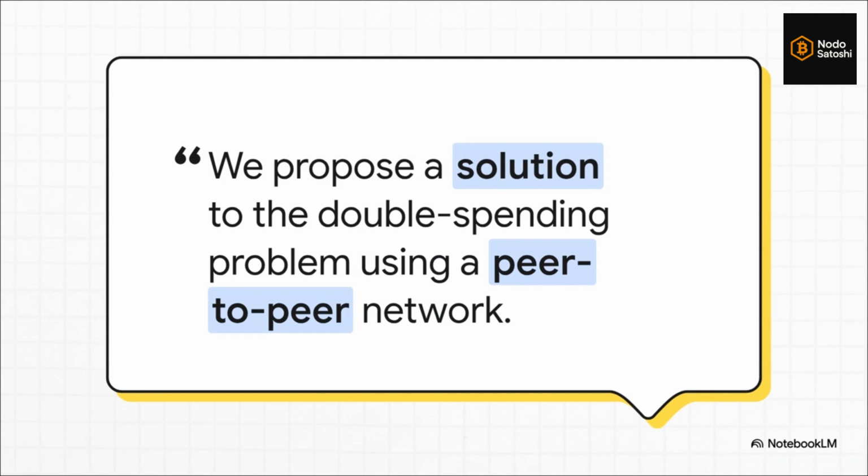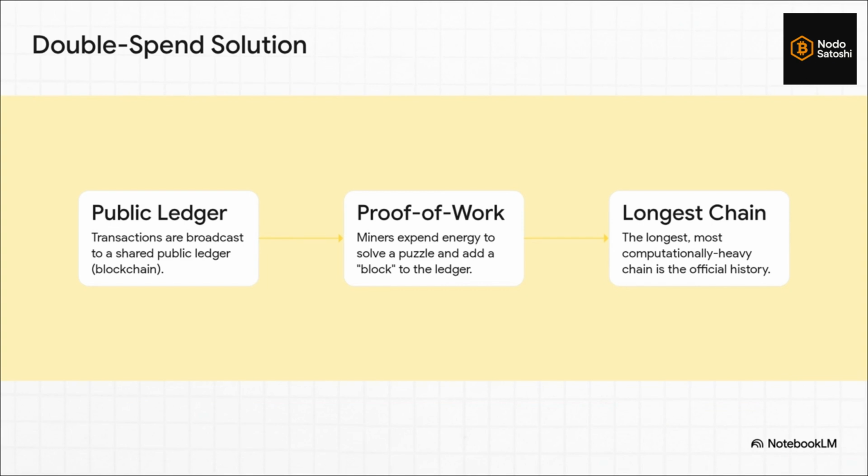And then, in late 2008, seemingly out of nowhere, this paper appears from a mysterious person or group called Satoshi Nakamoto, and it proposed a solution that didn't need a bank, didn't need any central authority at all. It was a total game changer. Okay, so here's the solution in a nutshell.